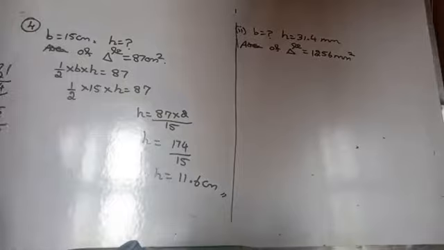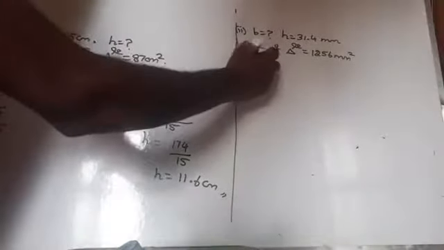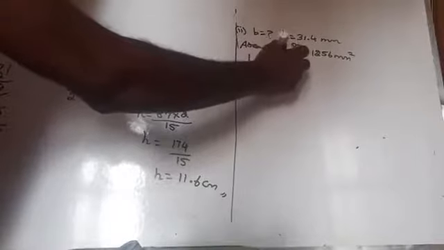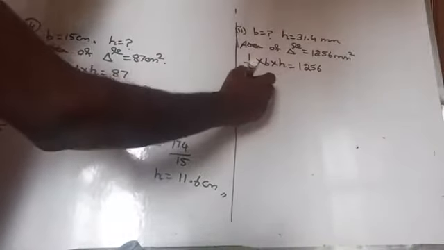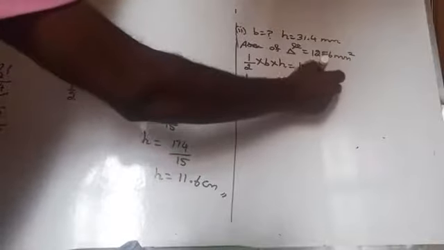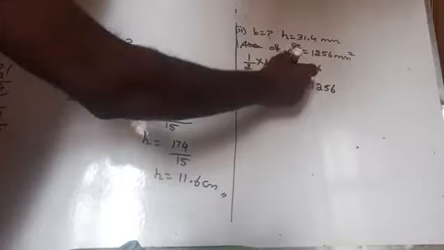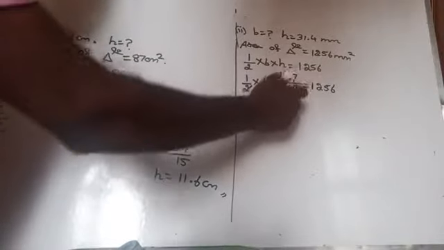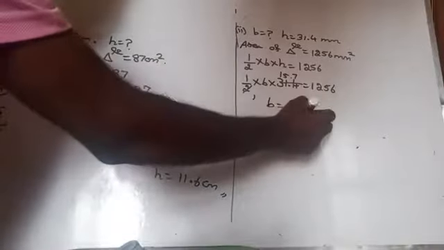What is the area of a triangle? Half into base into height. So half into base into height is equal to 1256. Here it is given in the same unit only. So half into base, we don't know that. The height is given as 31.4, which is equal to 1256. Now 1 2 is 2, 15 2s are 30, remaining 1, 7 2s are 14. So then the base is equal to 1256 by 15.7.